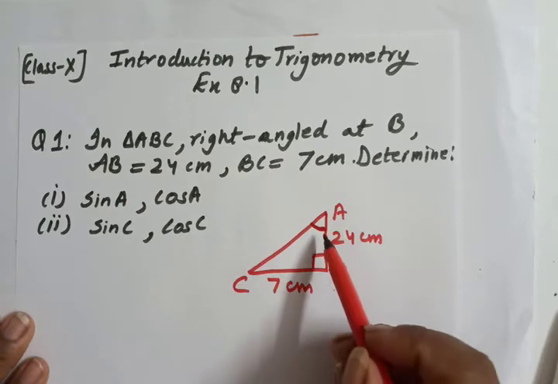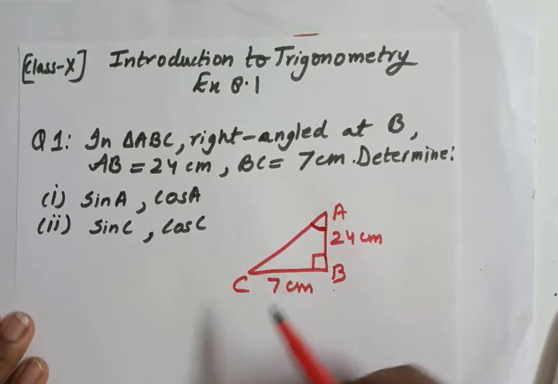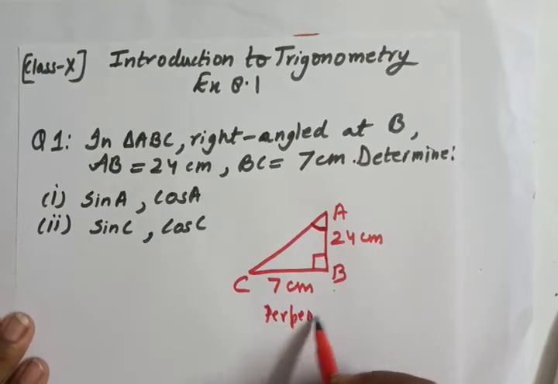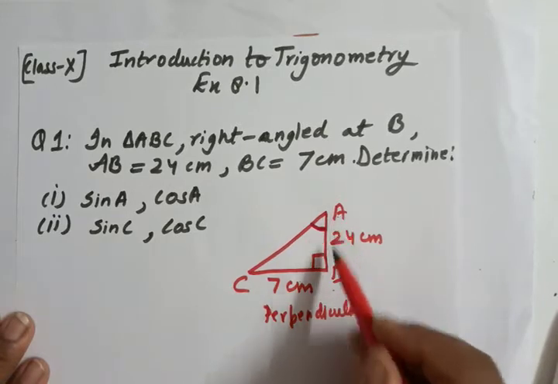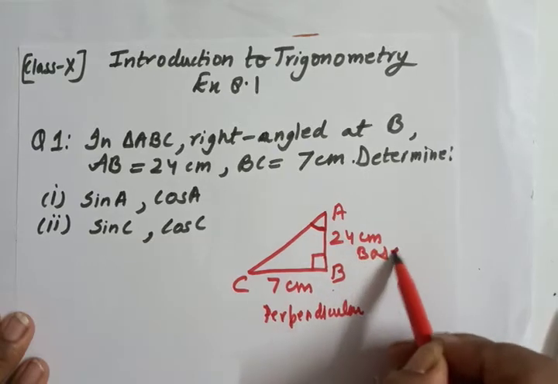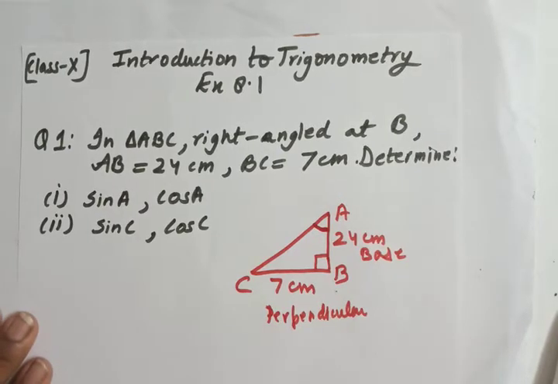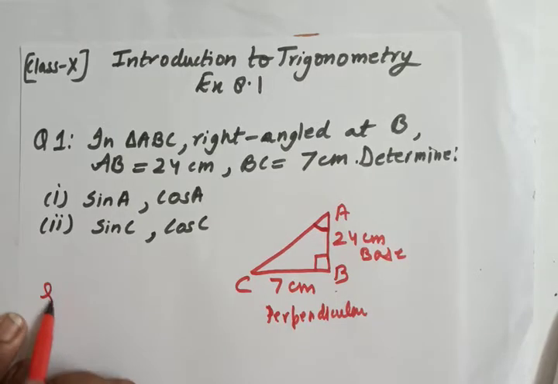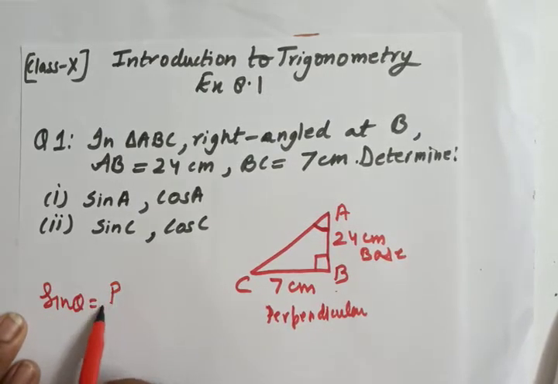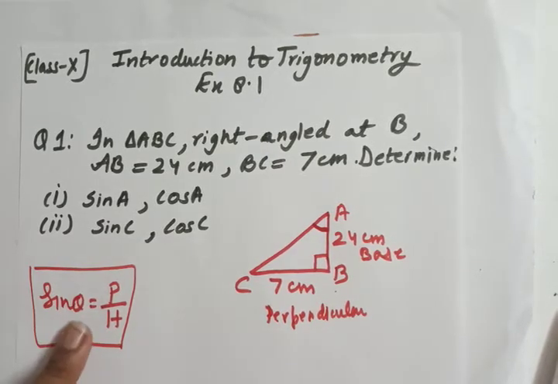Sin A means we will check this angle. With respect to sin A, the perpendicular is the opposite side of this angle, so here it is the perpendicular. And AB is the adjacent side of angle A, so this will behave as the base. Clear? Now if we remember what sine is, sin theta is perpendicular upon hypotenuse. I have taken a variable and not A or B or C, so that you will not be confused.